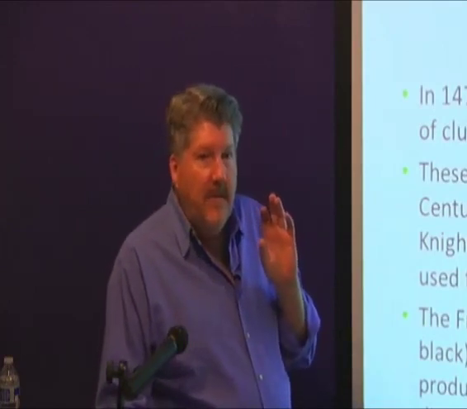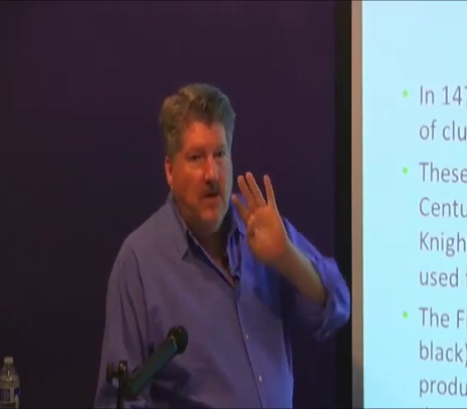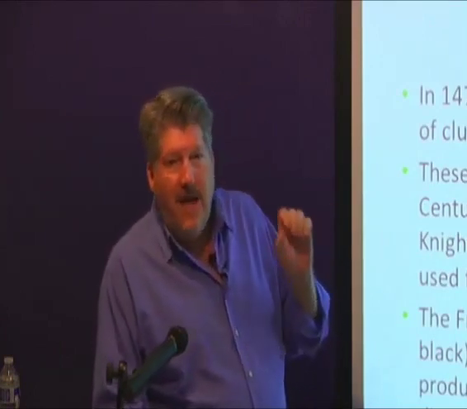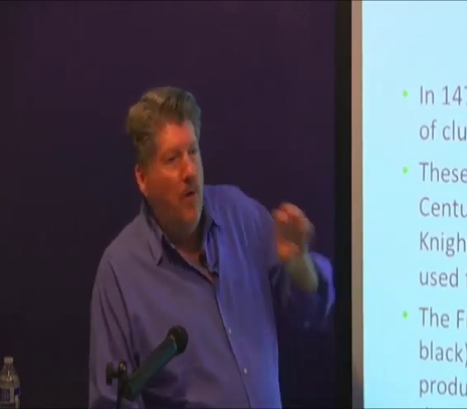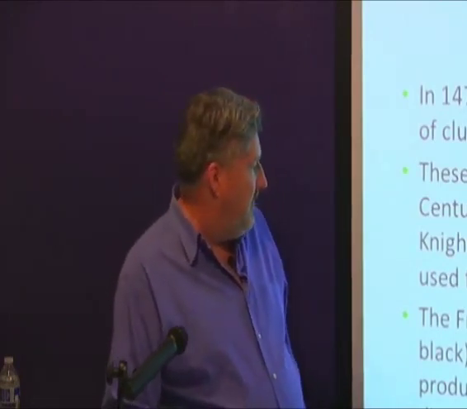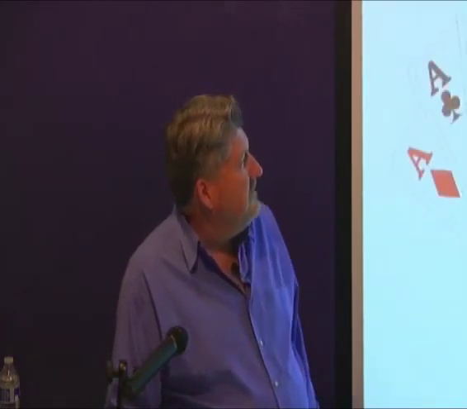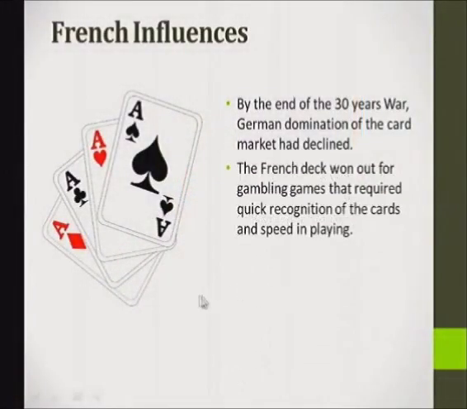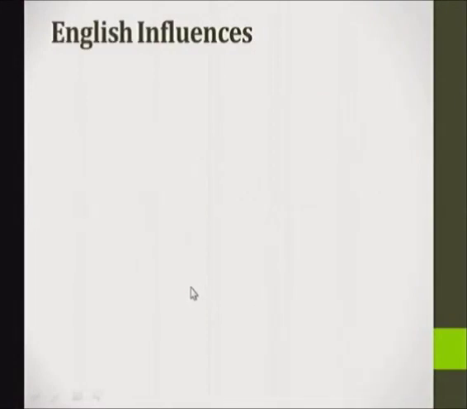Visually, we as humans can only recognize up to four objects. So we have to start arranging cards in patterns to recognize five and six. And usually we're grouping them into two groups of three, or two groups of four, or a four and a three, in order to recognize it instantaneously. So by the end of the 30 Years' War, German domination of the card market had declined. The French deck won out for gambling games, and this formed the basis of modern playing cards.